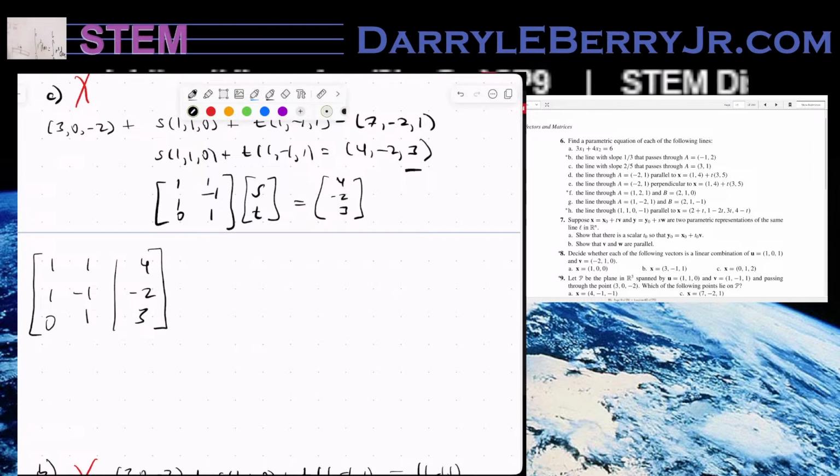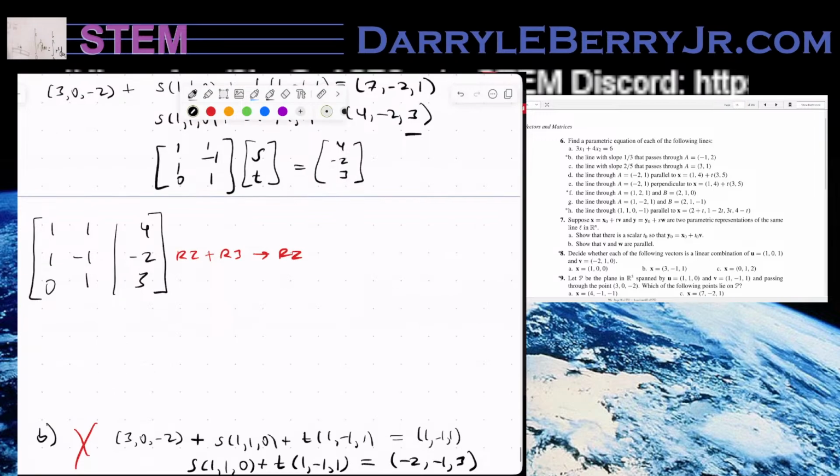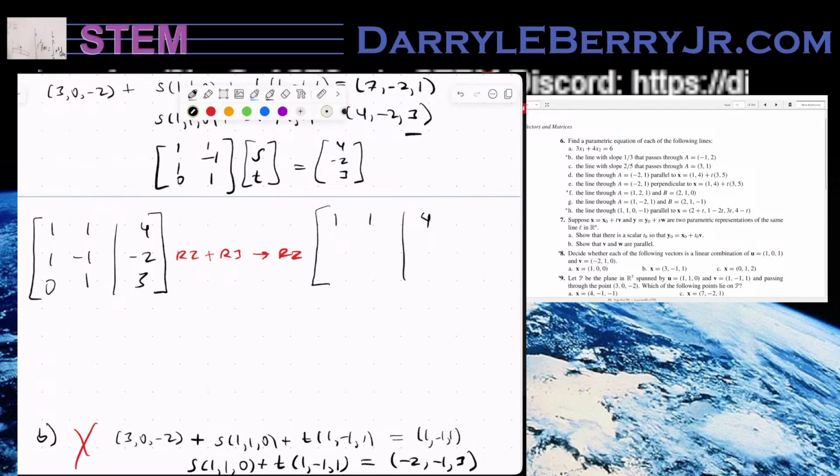So if I add row 2 plus row 3 equals row 2, the first row stays the same. Row 2 plus row 3 equals row 2: 1 plus 0 is 1. Negative 1 plus 1 is 0. Negative 2 plus 3 is 1. And then 0, 1, 3.